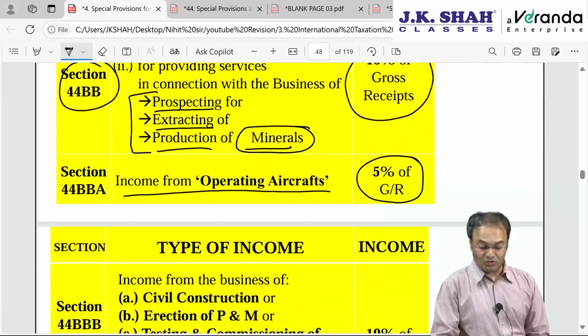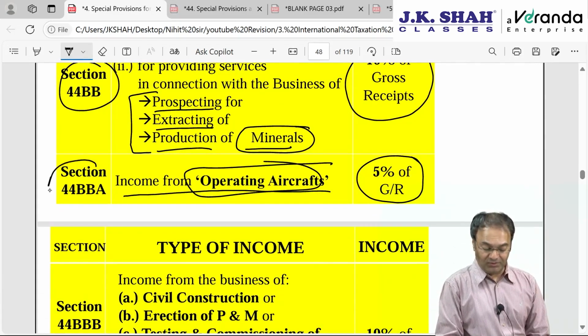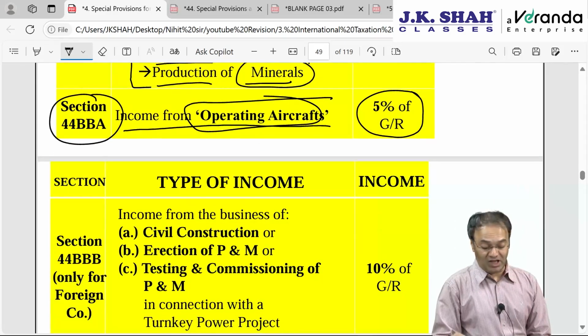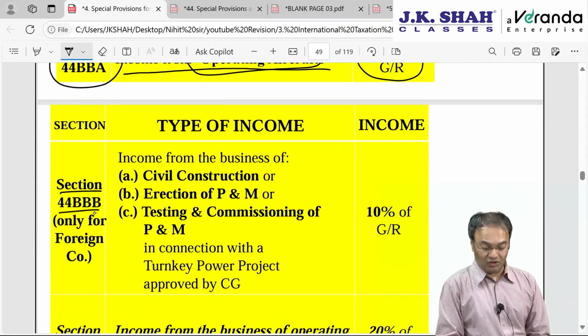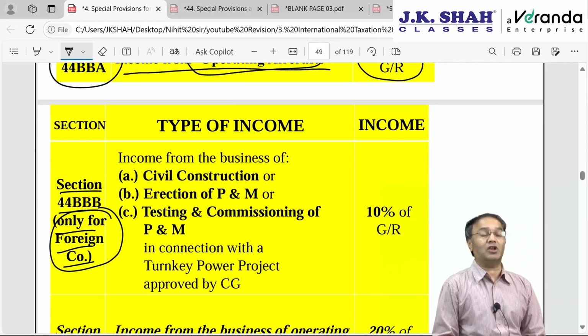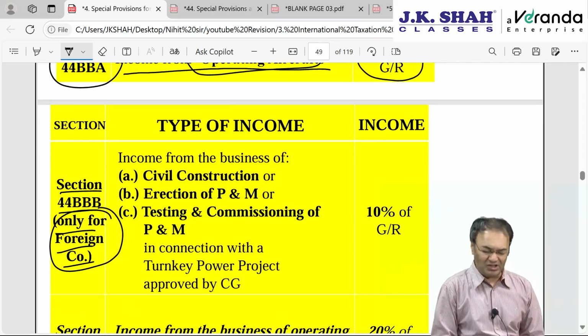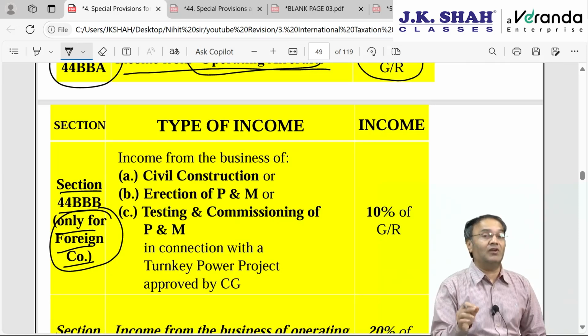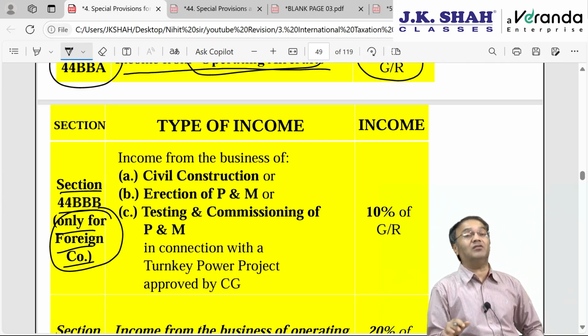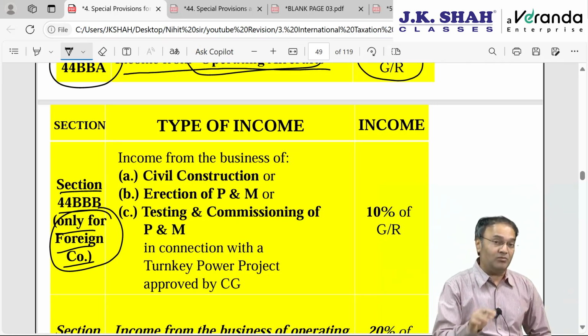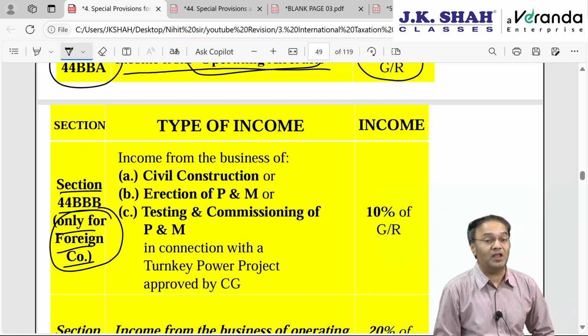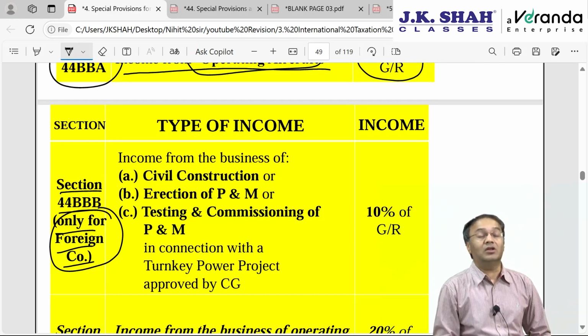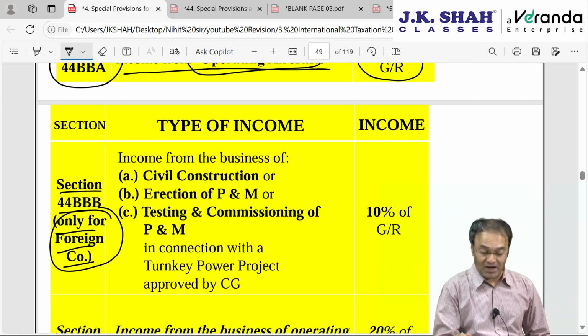And this is the institute's favorite, 44BBA. But now questions can be asked on 44BBC also. 44BBB is only for foreign companies. This section is only for foreign companies, not for other non-residents. The reason is not difficult to understand. The very simple reason is that this kind of activity, what we are going to discuss here, can be done only by a company, cannot be done by individuals, HUF, partnership firm, ideally not possible.